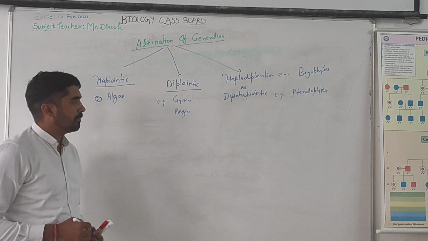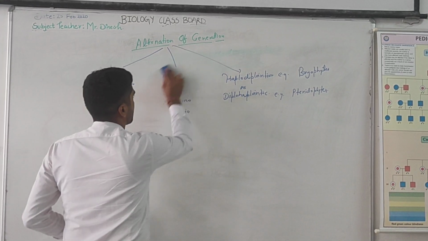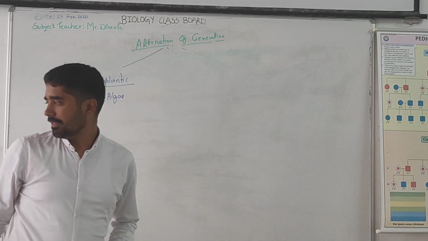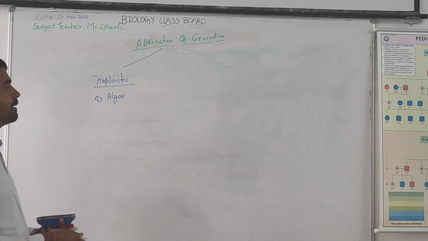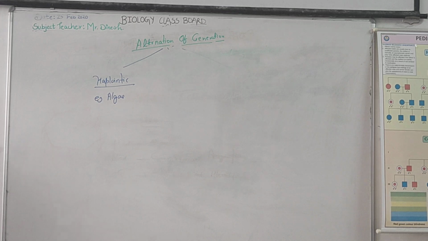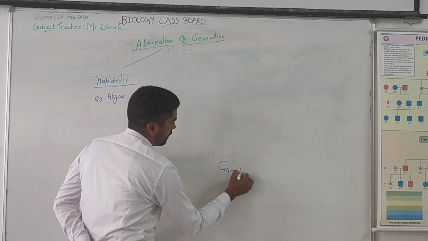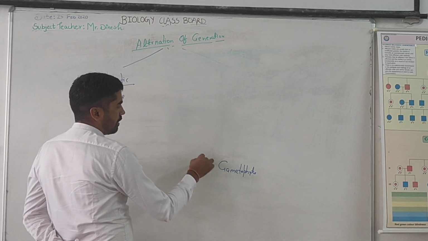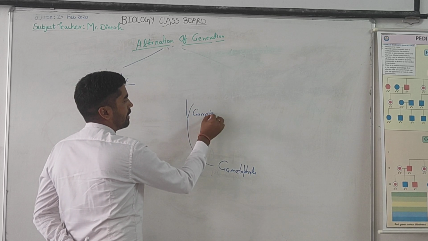So now we will come one by one to each group. Firstly, the haplontic type of life cycle. In this type of life cycle, the main lifespan is represented by haploid cells, meaning the gametophyte. This is the gametophyte. It will grow and at the final stage it will produce gametes. The process will be gametogenesis.